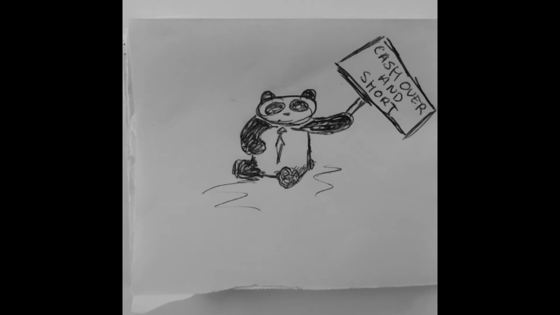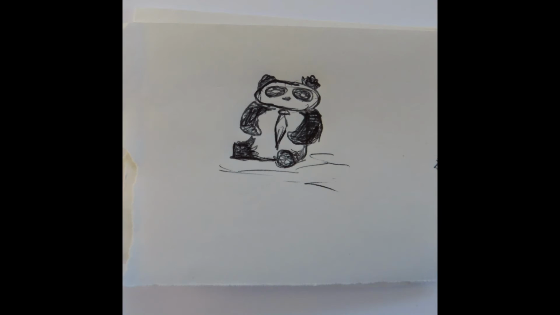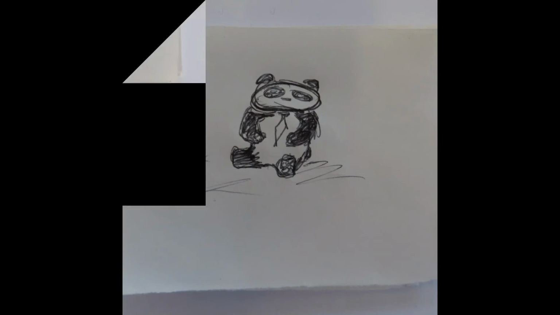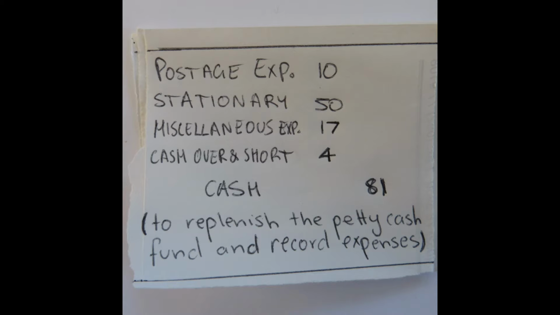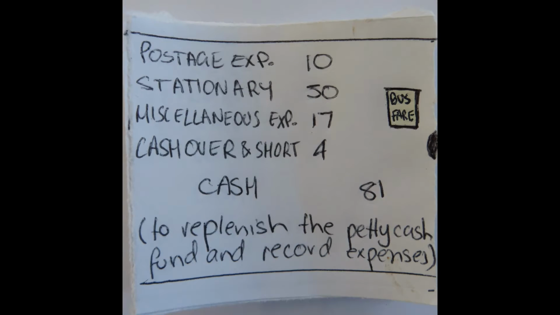That's right. Cash over and short is a temporary account with either debit or credit balance, depending on where the discrepancy is. For example, this is the journal entry Steve needs to record. Cash over and short has a debit balance and increases expenses to match cash.